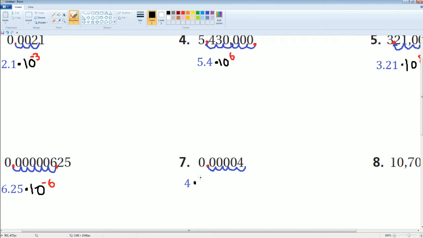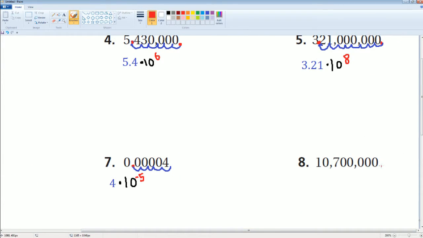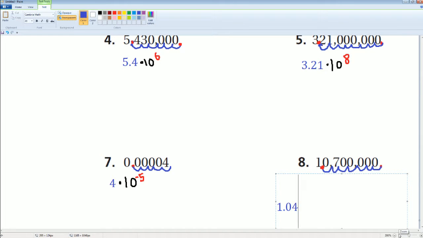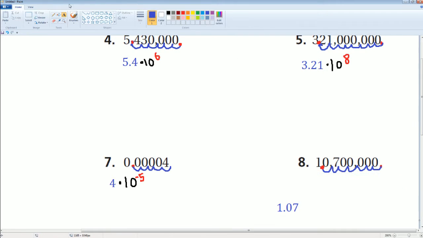4 times 10. What's the exponent? Let's count. 1, 2, 3, 4, 5. 5. Positive or negative? Negative, because I'm going to the right. It's also a small number. Next one, put the dot here at the end. Let's count. 1, 2, 3, 4, 5, 6, 7. Perfect. Put the dot here. Good. So it's 1.07. That number is in between 1 through 10.